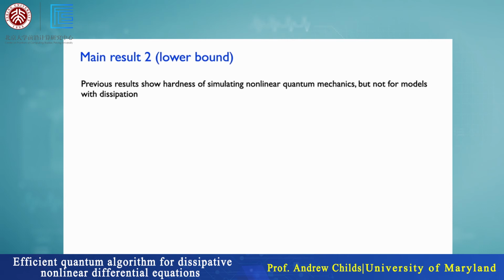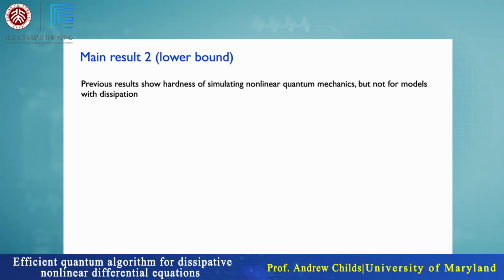So we know that there are results about the hardness of simulating nonlinear quantum mechanics. Now, what we're looking at here is a situation where we have dissipation. In nonlinear quantum mechanics, there's no dissipation. The state always remains normalized. The dynamics are norm preserving. They're not linear, so I guess it doesn't make sense to say they're unitary, but they're norm preserving.